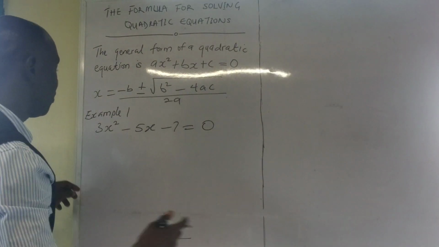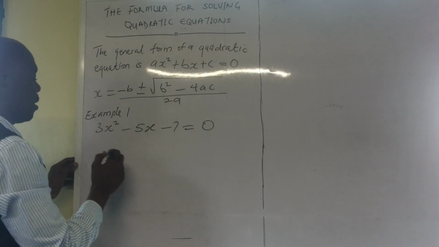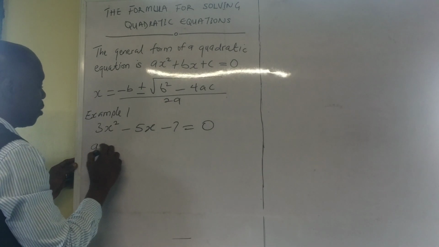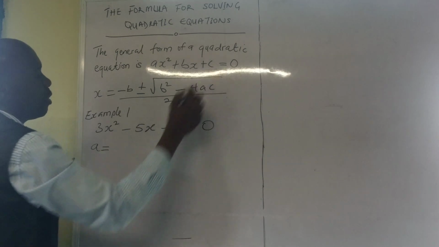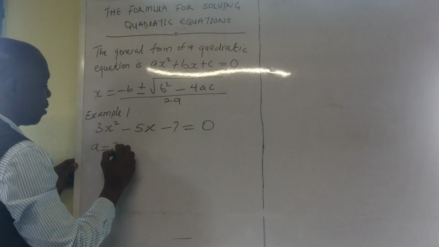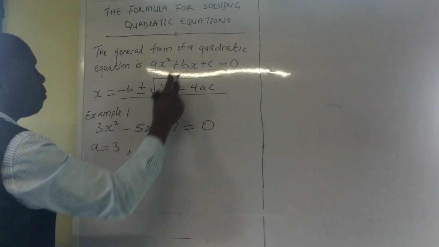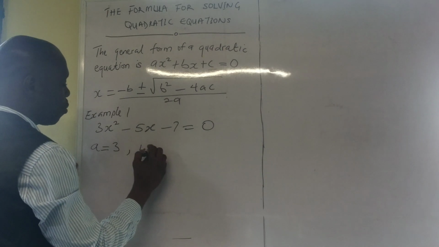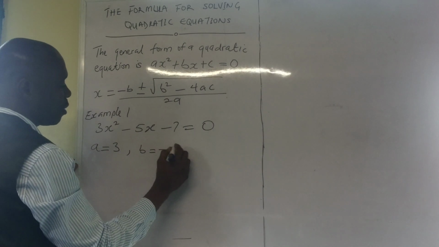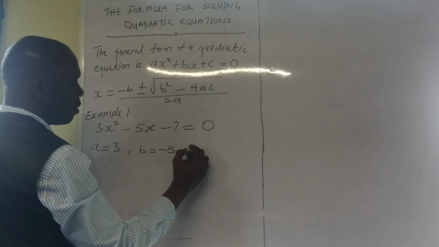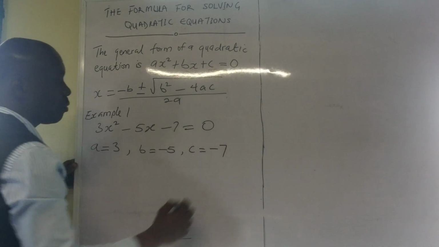So let's see. We'll pick it like this. A equals, we just pick out this first one, A equals 3. Then B equals, like we have here, minus 5. Then C equals minus 7.